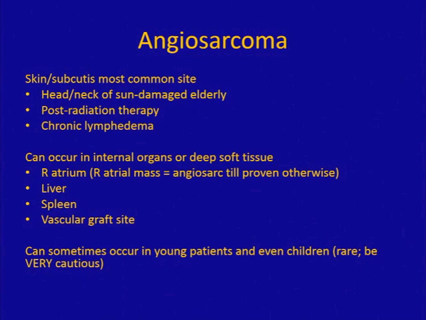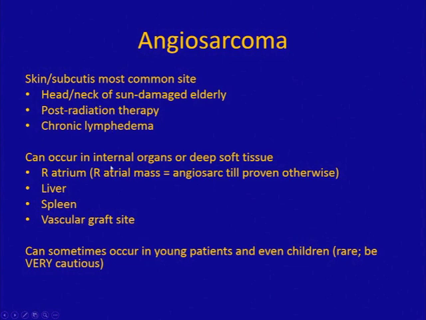But another very important setting is that of iatrogenic angiosarcoma. That is angiosarcoma that arises secondary to radiation therapy, particularly in the breast for breast-sparing surgery for breast cancer, and also in the setting of chronic lymphedema, you can get angiosarcoma. So those are very important settings.